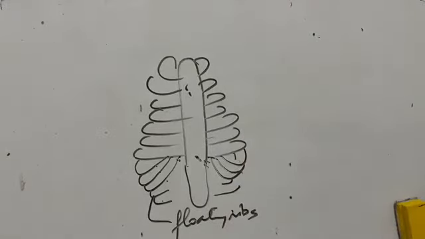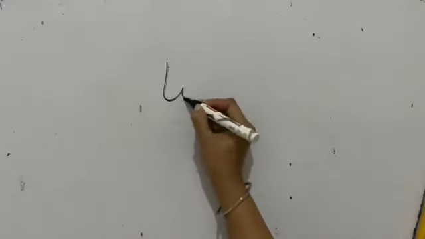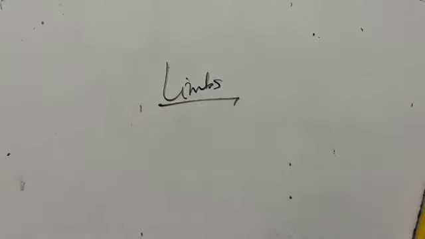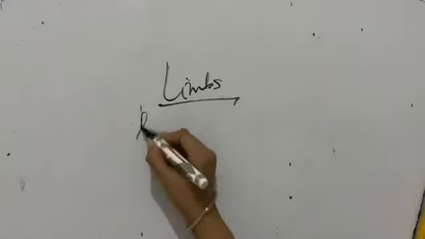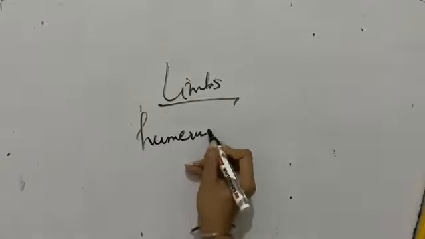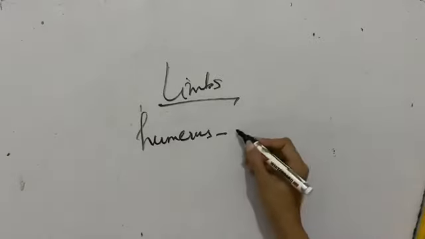Talking about the bones of the limbs. Limbs means your arms and your legs. Talking about the bones of limbs. So, talking about the arms first. The front limb, the forelimb. Okay, it consists of a single bone, which is humerus. Humerus is present in your upper arm.